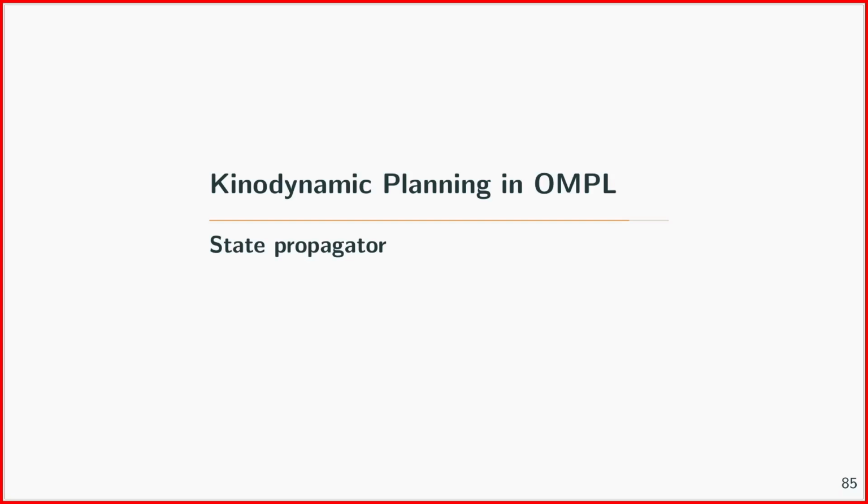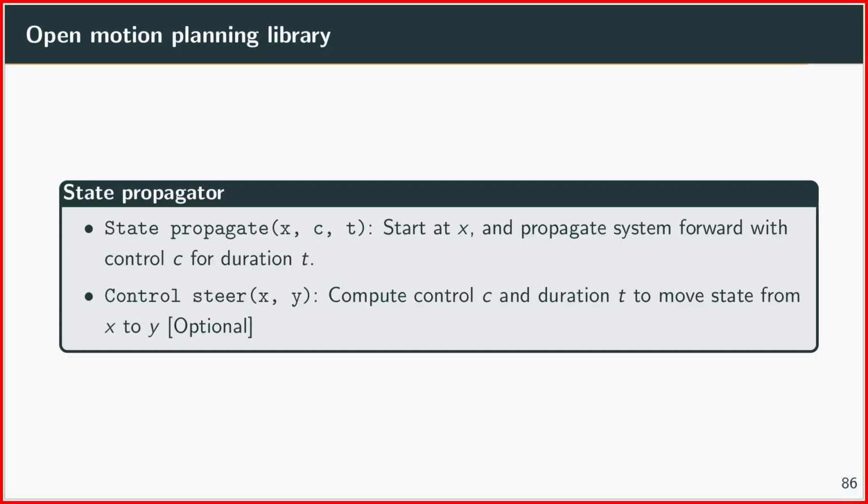Okay, and then the more important thing which you have to implement is the state propagator. The state propagator basically tells you, if you are in a certain state and you have a certain control, how your system will evolve over time. So you need to basically define a dynamical system here. This propagator is defined as a function propagate, which takes as input x, c, and t. So x is the state, c is the control, and t is time. The idea is that you start at x and propagate the system forward with control c for duration t. And as output, you get a new state.